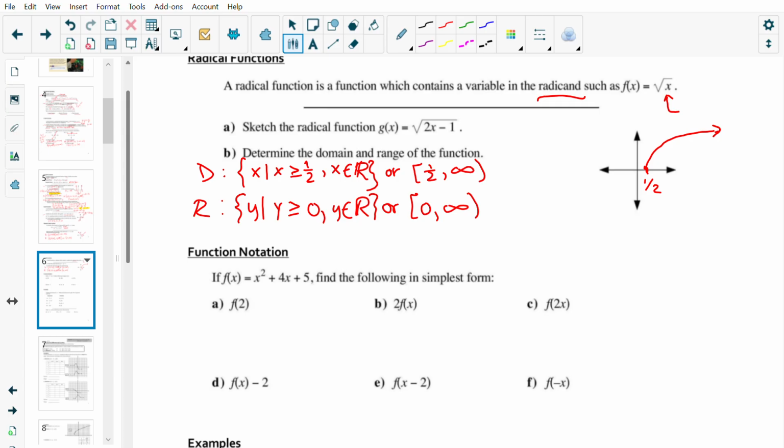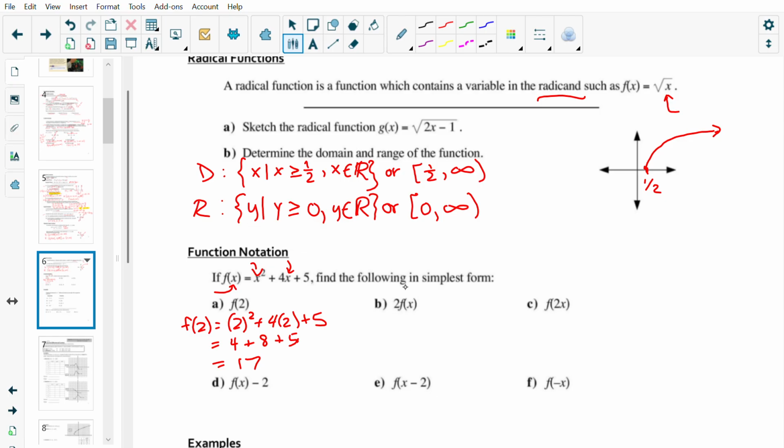If f of x equals x squared plus 4x plus 5, find the following in simplest form. So f of 2. So when it's f of x, we insert x's wherever the x's are in the function. So when we see f of 2, we insert a 2. So 2 squared plus 4 times 2 plus 5, and then evaluate. 4 plus 8 plus 5. So 4 and 8 is 12, and 5 is 17.